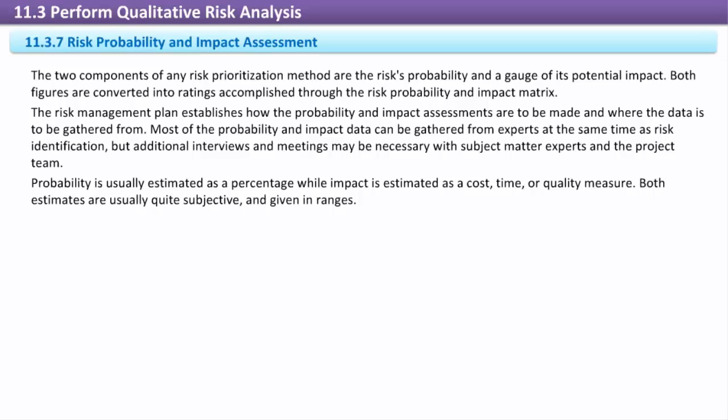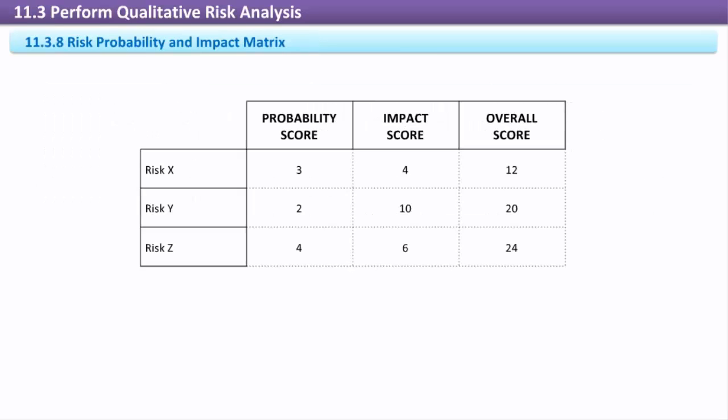Probability is usually estimated as a percentage while impact is estimated as a cost, time, or quality measure. Both estimates are usually quite subjective, and given in range. Risk probability and impact matrix. The probability and impact matrix assigns a rating or score to each risk based on its probability and impact assessments.